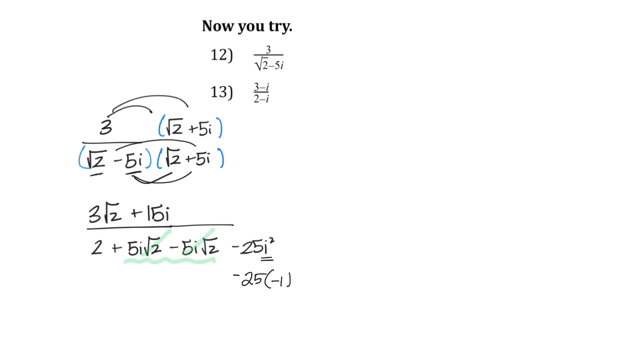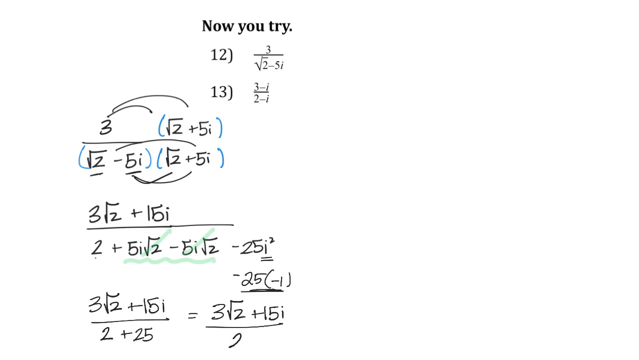So the top is going to become, or stay, 3 root 2 plus 15i. And the bottom, I'm keeping this 2. I have a negative 25 and a negative 1, which is going to give me a positive 25. So I'm going to have to add that on. And my last step, 3 root 2 plus 15i all over 25, 26, 27.